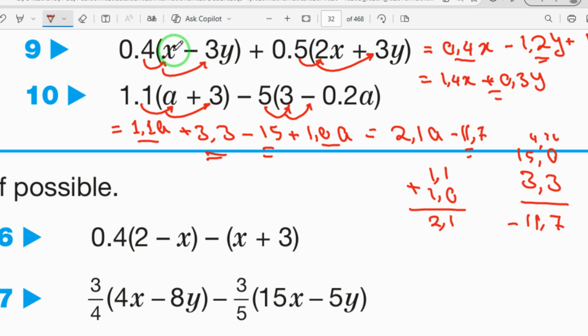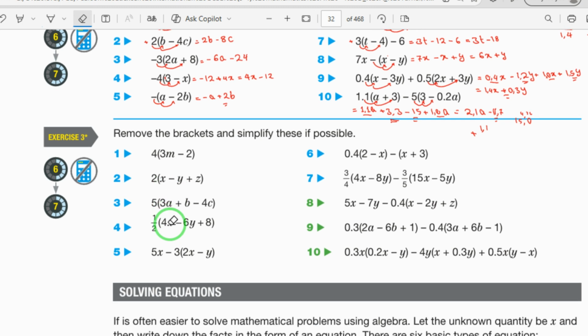The first exercise finished. Exercise 3 star. We start from this part as well in this lesson because the video is not so long. We continue our lesson.